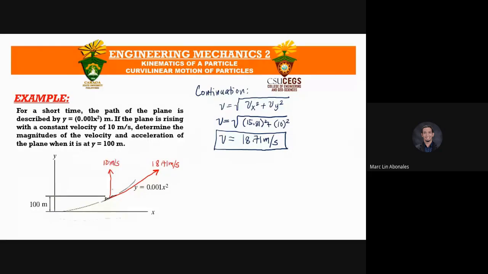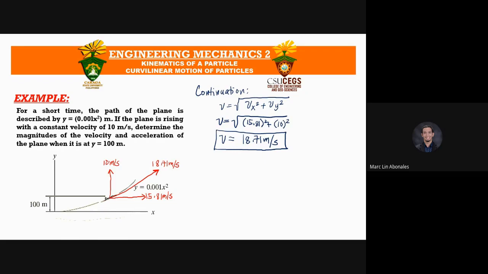and this is the y component of your velocity, 10 meters per second. And for the x component of your velocity, that is 15.81 meters per second. You can also identify its direction, the angle. But since the problem does not ask for that, only the magnitude is what we are looking for.